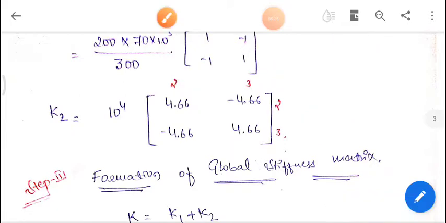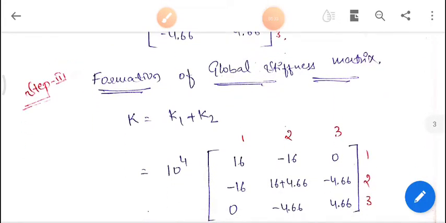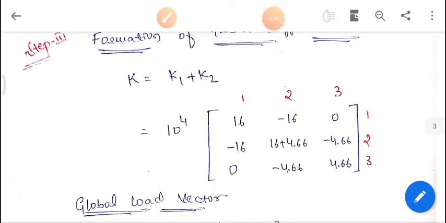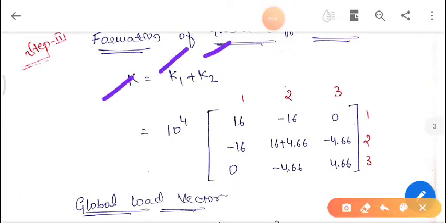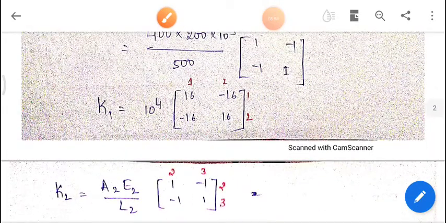Next, once we form the stiffness matrix for each element, then we need to proceed with the global stiffness matrix. That is nothing but our third step. Global stiffness matrix is nothing but addition of the two stiffness matrices which we have. Those are nothing but K is equal to K1 plus K2. K1 is nothing but our stiffness matrix for the first element, which is given here.